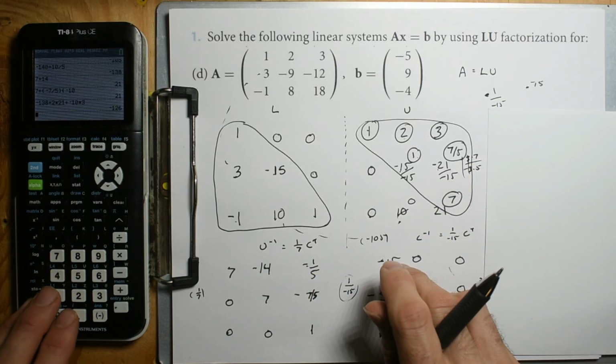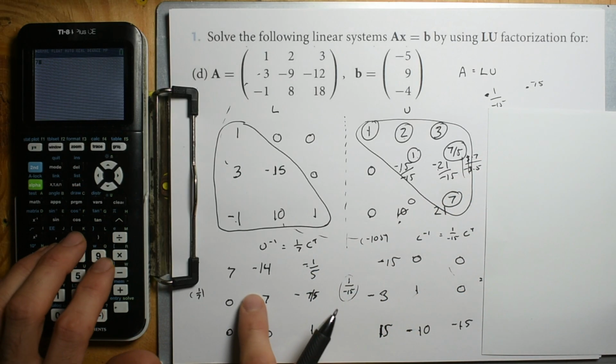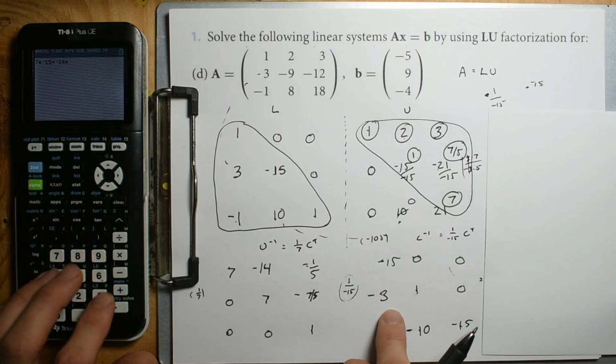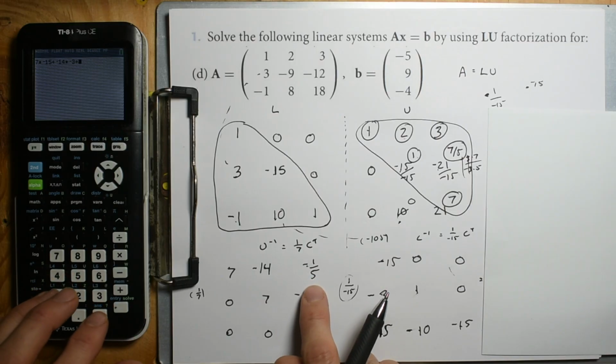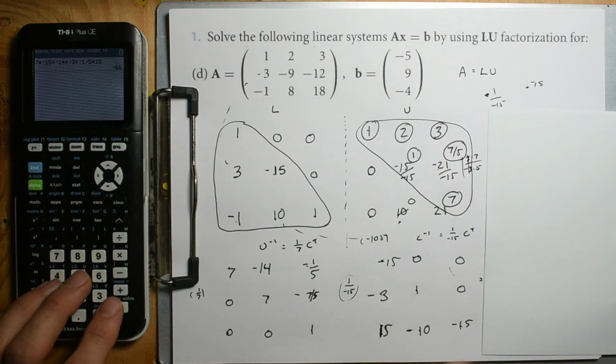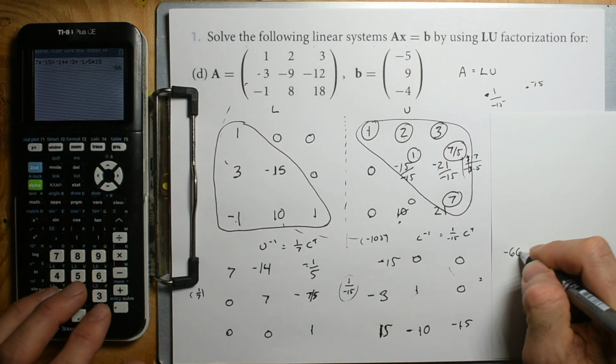So we're going to do calculator crush time. 7 times negative 15 plus negative 14 times negative 3 plus negative 1 divided by 5 times 15. And so we got negative 66.